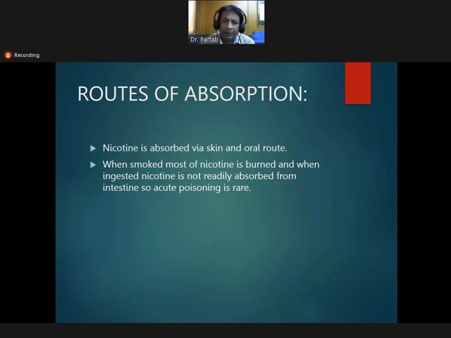There is delayed absorption of nicotine from the intestine, so it is not called acute poisoning. It is very, very rare for it to act as acute poisoning. But it is commonly called chronic poisoning, when it gathers in the body, in the intestine, and after some time, acute or chronic poisoning occurs.